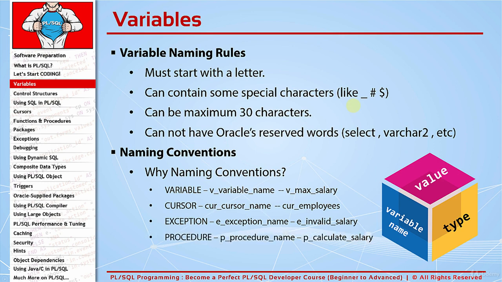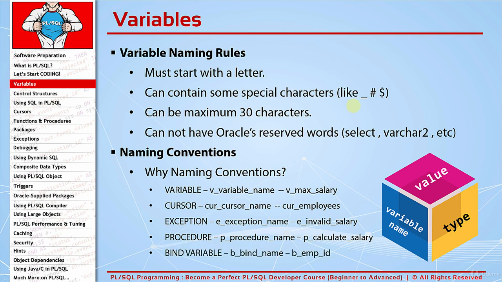And procedure, p underscore procedure name, for example, p underscore calculate salary. Actually, Oracle says p underscore for procedures and functions. I will prefer to use f underscore for functions. They used f underscore for file handlers, but I use functions many more times than the file handlers. So I will use p underscore for procedures and f underscore for functions.